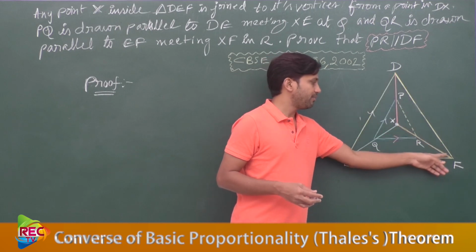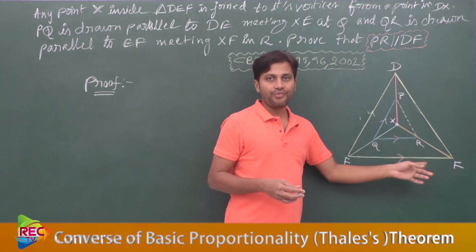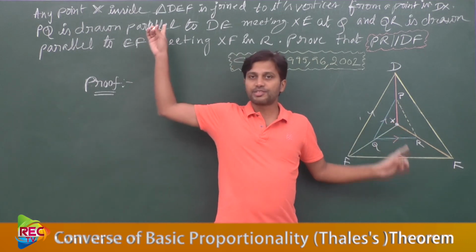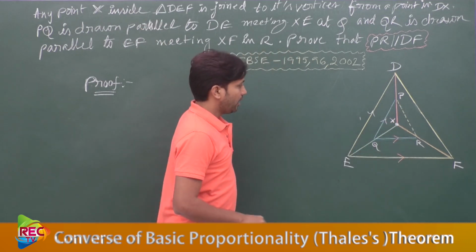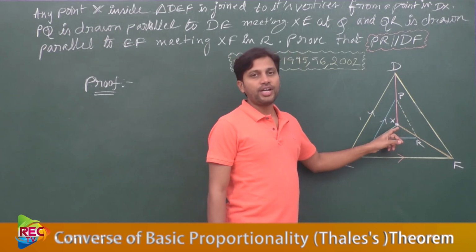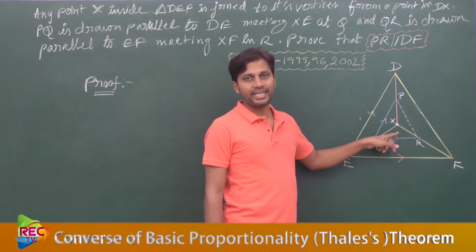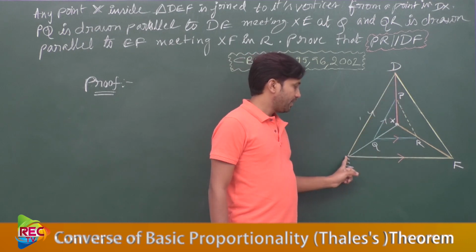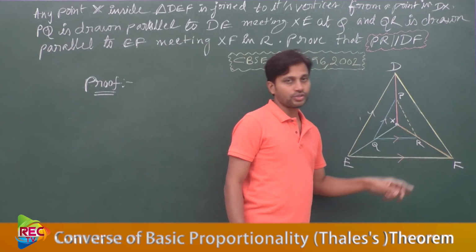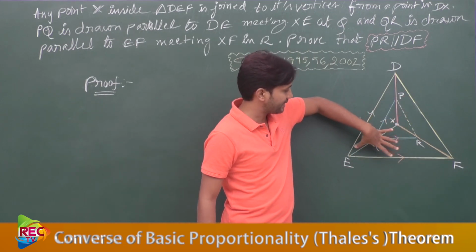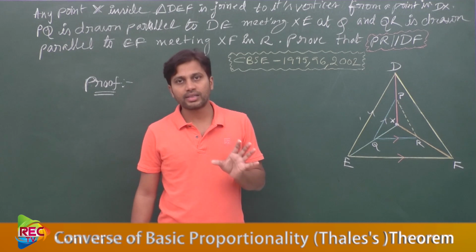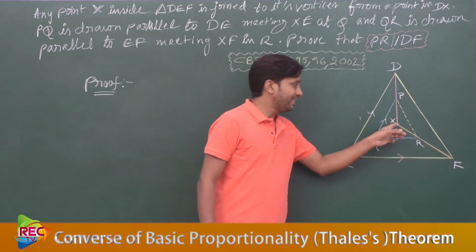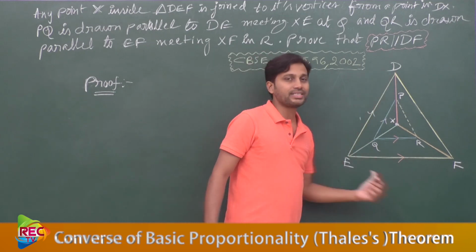In this question, we are given a triangle DEF and X is an interior point, as mentioned in the question. From X we have joined the three vertices. See here, D is joined, E is joined, F is joined. So XD, XE and XF are the lines joined from that interior point X to all the vertices D, E, F.